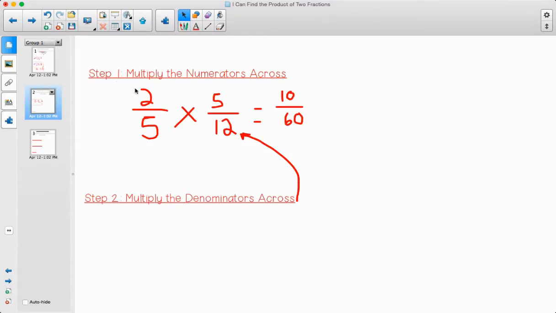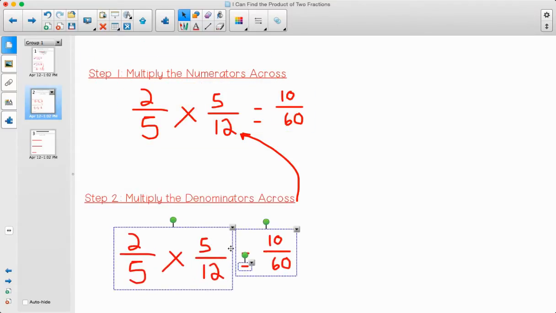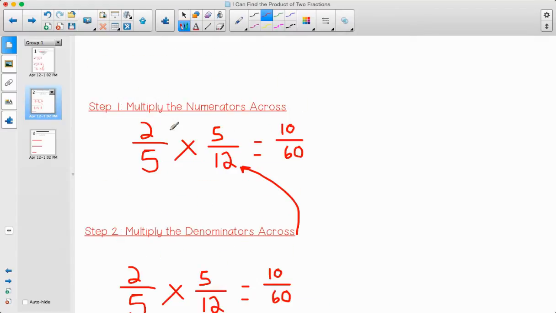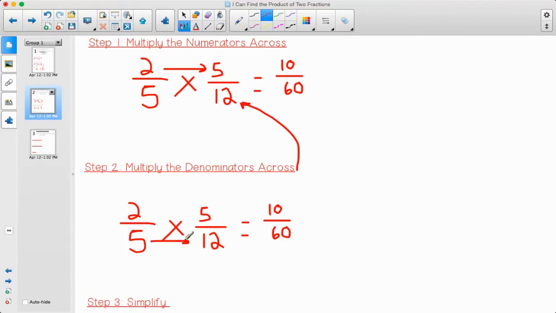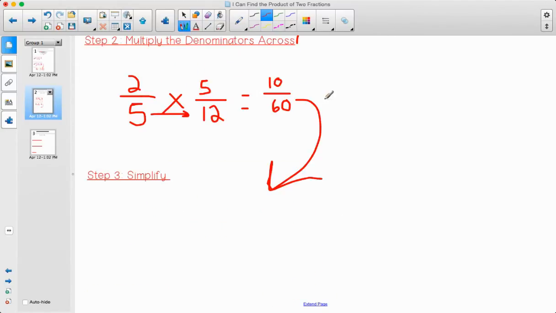So let me copy all this for you and move it to step 2. So I multiplied my numerators across and got 10, multiplied my denominators across and got 60, and now I need to simplify. So I need to ask myself, okay, what number can I divide 10/60ths by to reduce my fraction? What number goes into both of these? So take a minute to think about that.